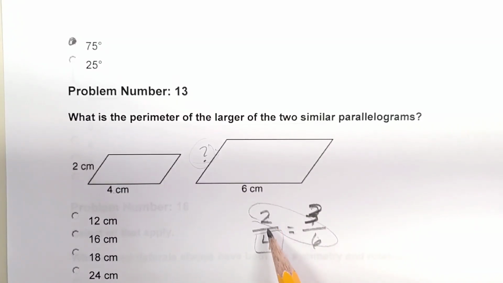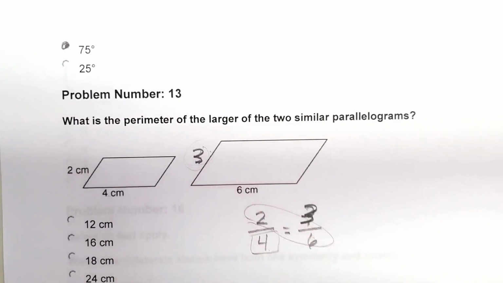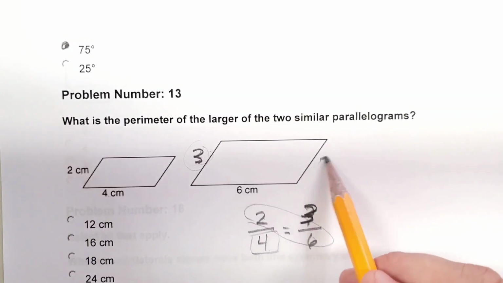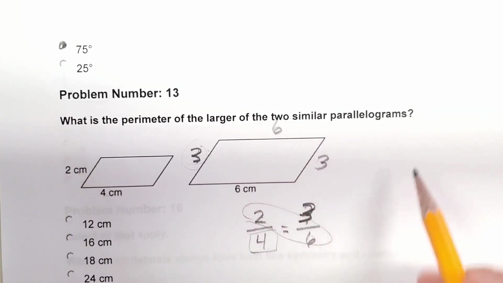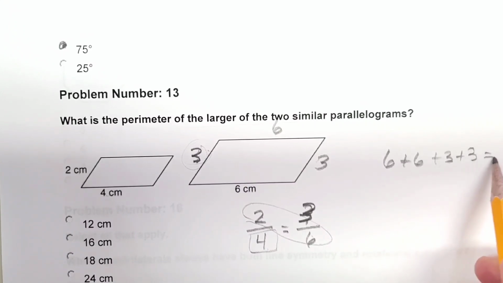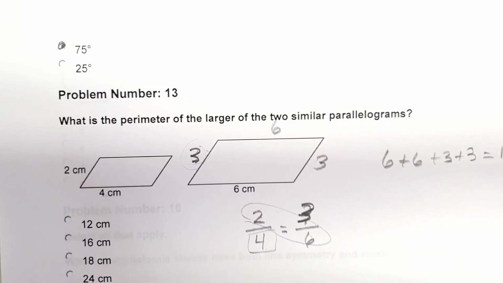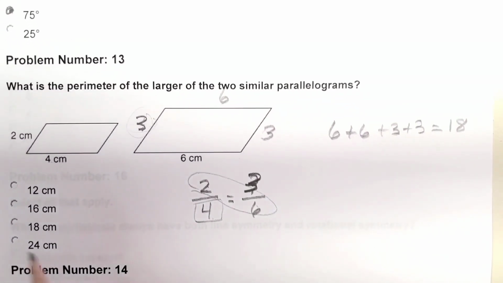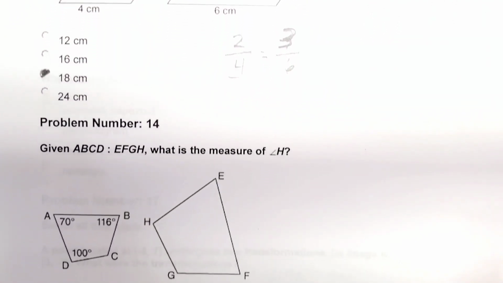2/4 and 3/6. Okay, so this is 3. Now we can find the perimeter easily because we know this is 3 and this is 6. You just have to add those 4 numbers up. Okay, which is 18. So this problem required finding that missing side with a proportion and then adding up your 4 sides for the perimeter.